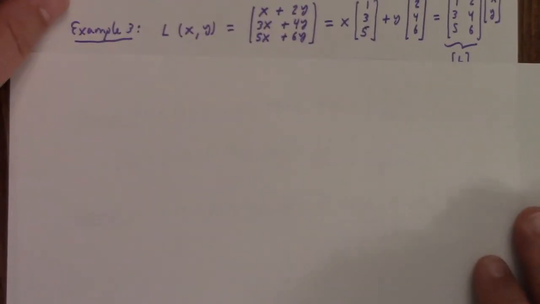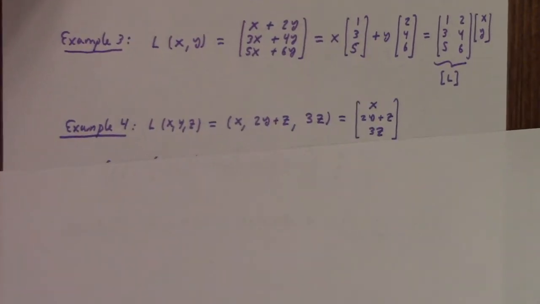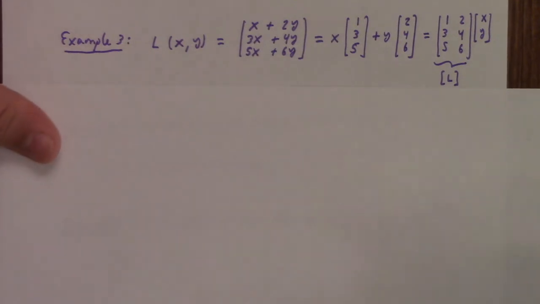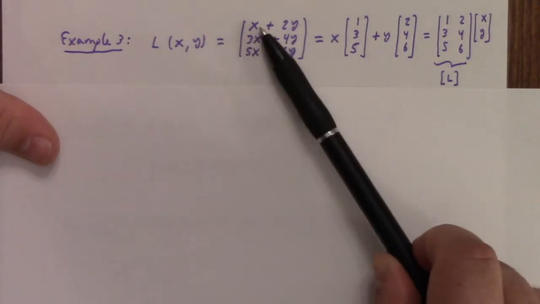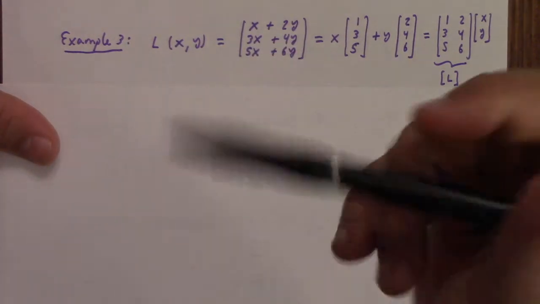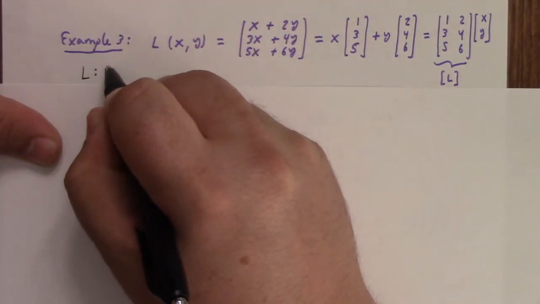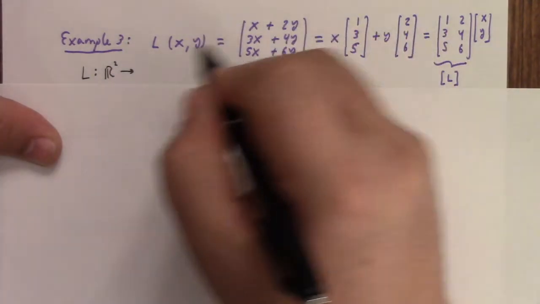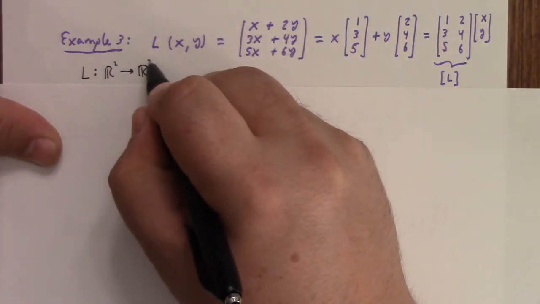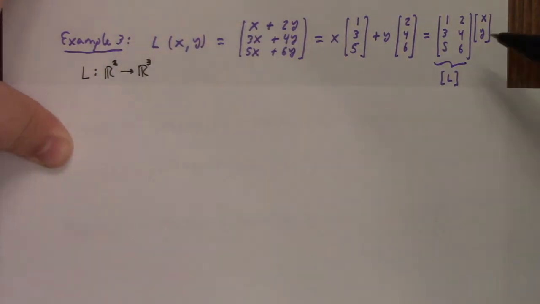A third example. If I have L of (x, y) is (x plus 2y, 3x plus 4y, 5x plus 6y), here L is a mapping from R2 to R3. So we should expect that the standard matrix is 3 by 2. And in fact, it is 3 rows, 2 columns: 1, 2, 3, 4, 5, 6, just like that.